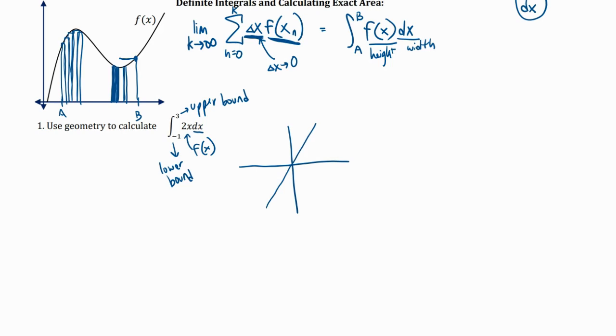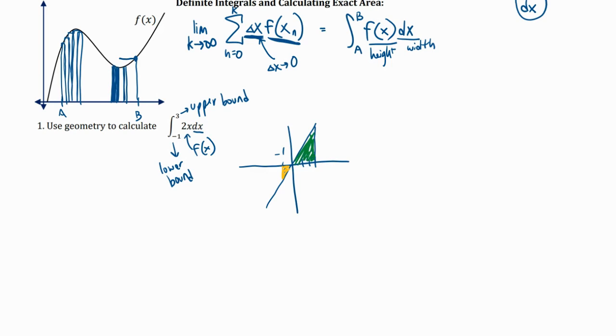So 2x is just the line. It goes through the origin. It has a slope of 2. And we're going to go from -1 to 3. Okay. So the area from 0 to 3 is going to be this upper triangle here. And the area from 0 to -1 is this lower triangle here. And remember from our Riemann sums unit, if area is above the x-axis, we count it as a positive area. And if our area is below the x-axis, it is counted as a negative area.